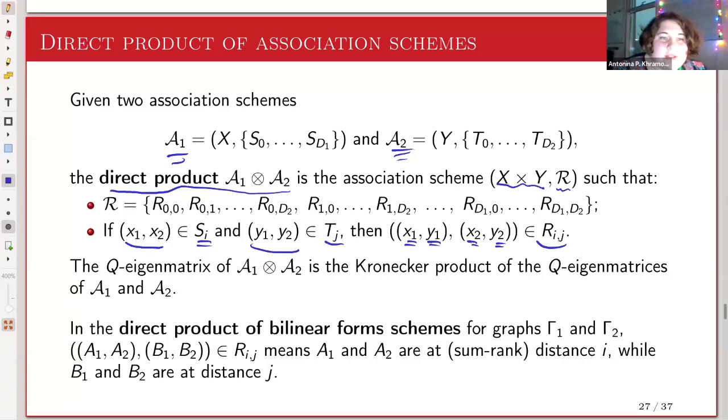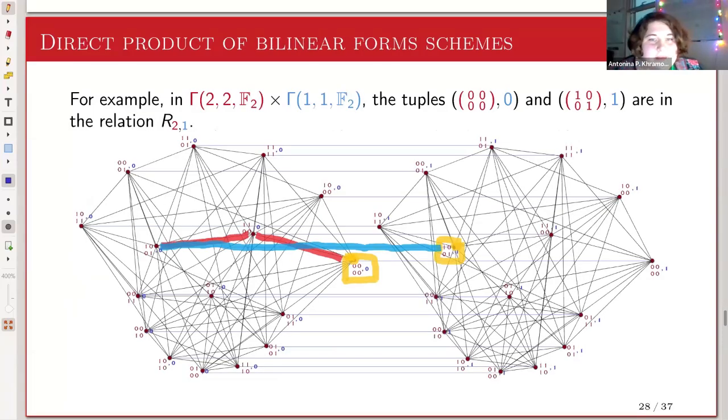So to illustrate this idea a little bit, I have this example here. If you look at the example of a summary metric graph from before, and specifically at two vertices, the zero matrix and the identity matrix, we say that they are in relation R(2,1) with each other, because the rank distance between the first two matrices is 2, which can be seen by this graph. This is the shortest path between them.